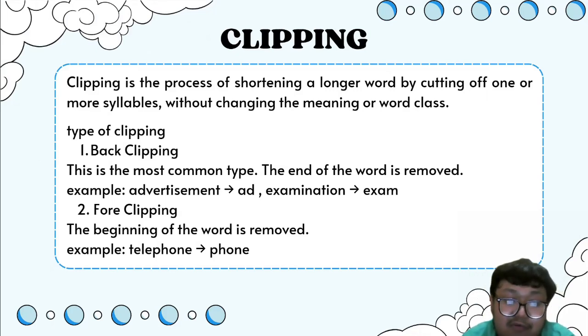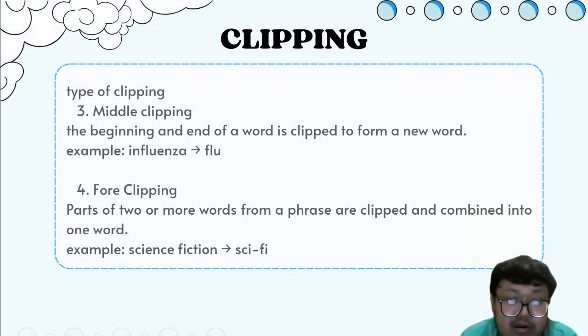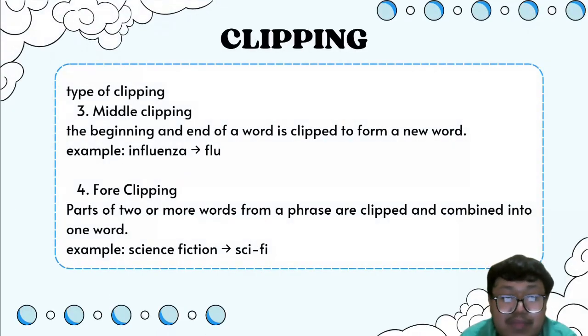The second one, we have fore clipping. The beginning of the word is removed. The example is telephone becomes phone. Third, we have middle clipping. The beginning and the end of a word is clipped to form a new word. For example, influenza becomes flu. And the last one, we have complex clipping. Parts of two or more words from a phrase are clipped and combined into one word. For example, science fiction becomes sci-fi.